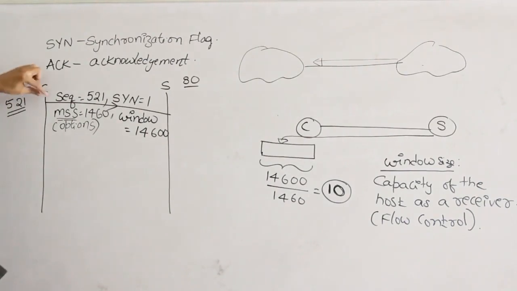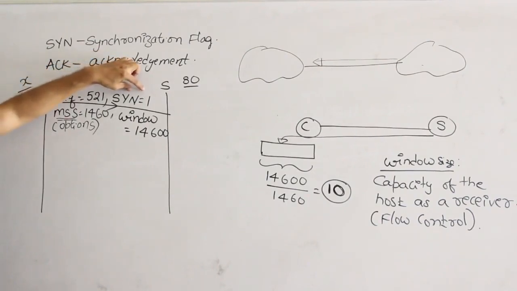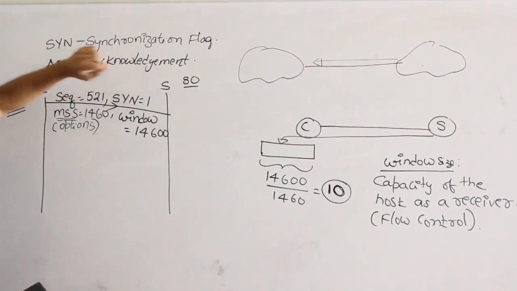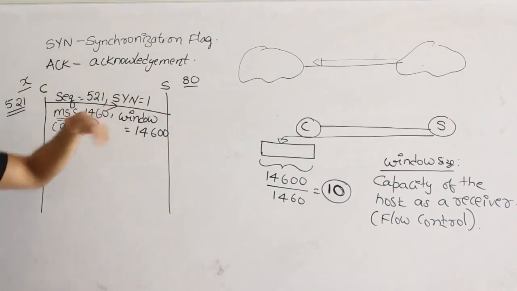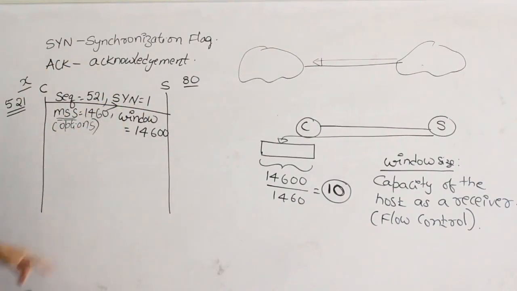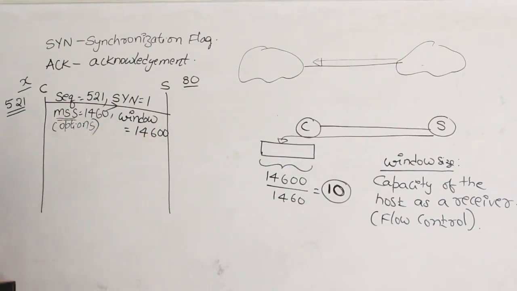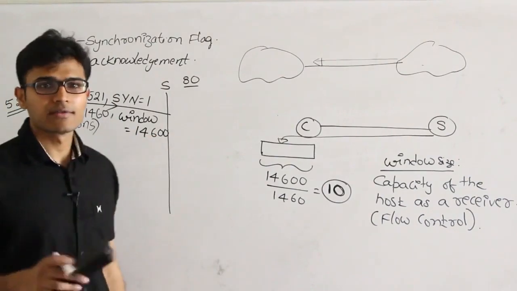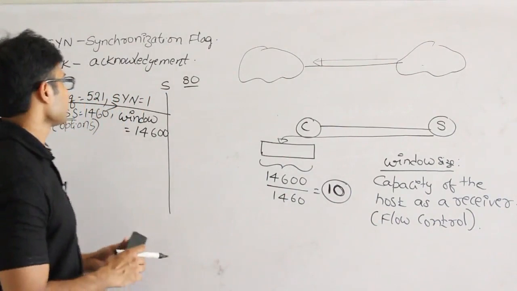So what did you understand from this first packet? We have chosen a sequence number of 521, and then we are indicating that this is the first sequence number I have chosen by using the SYN flag. And then MSS is actually chosen according to the network in which I am present, and then window size is 14600. This is what I am actually dedicating for this connection. So the other party cannot send more than 10 segments, right?